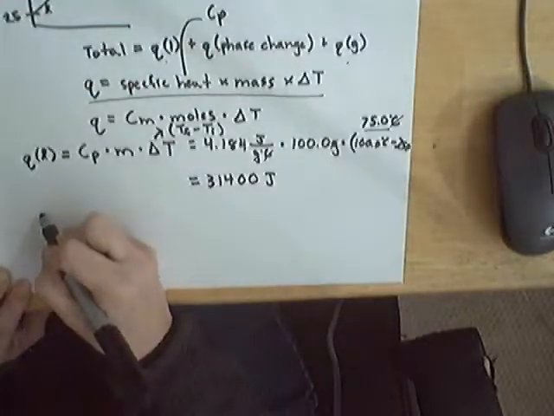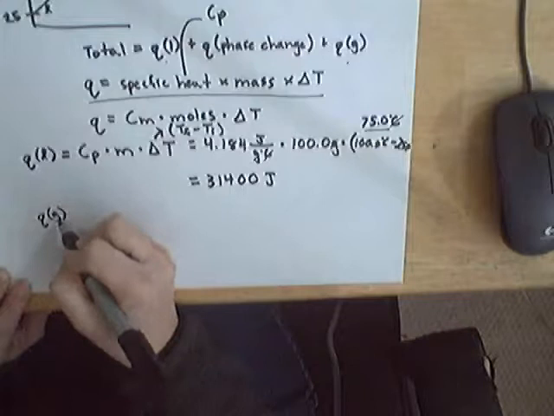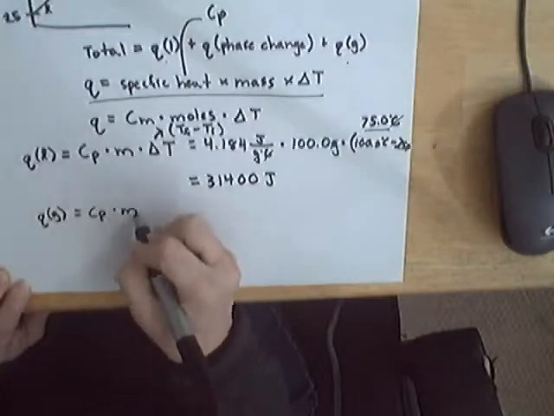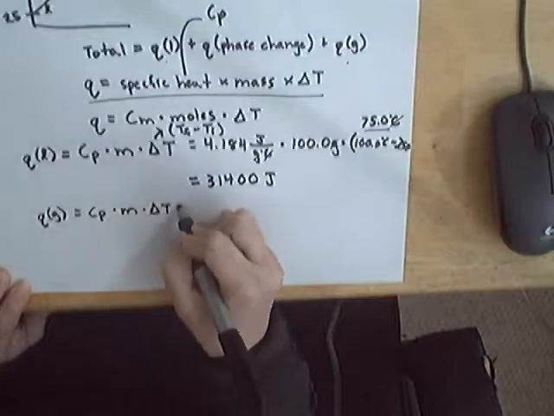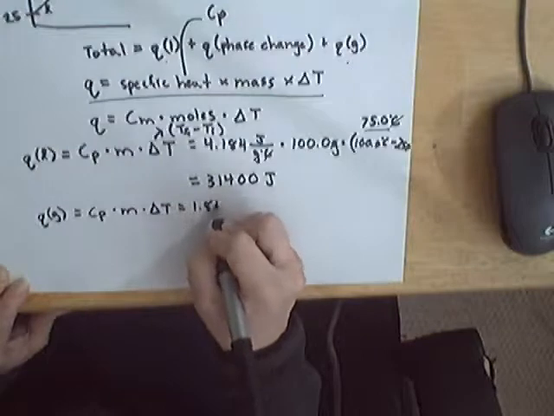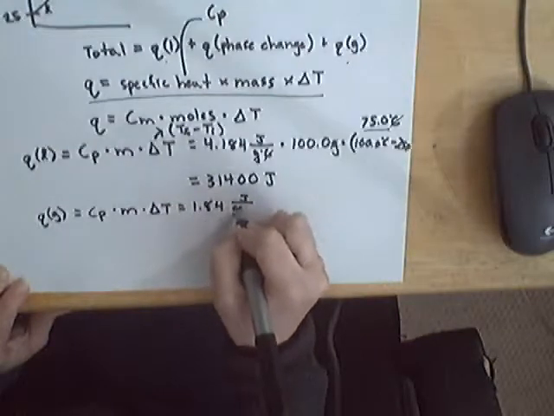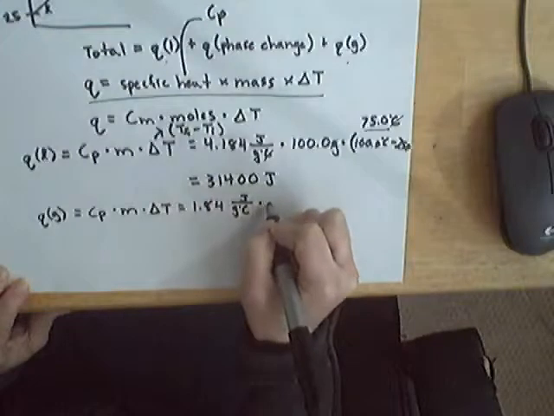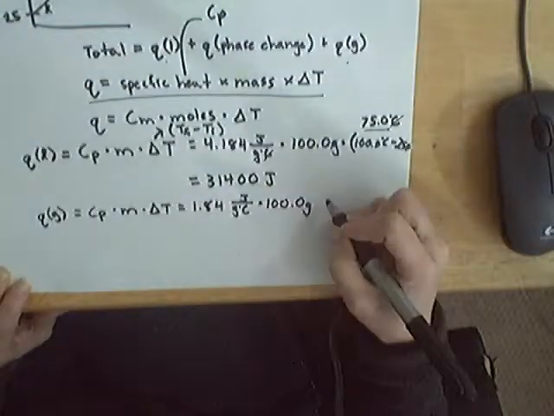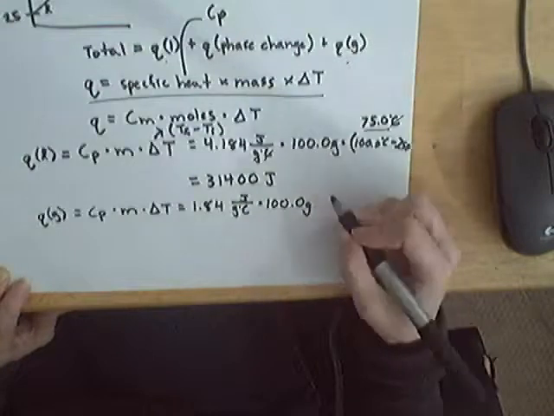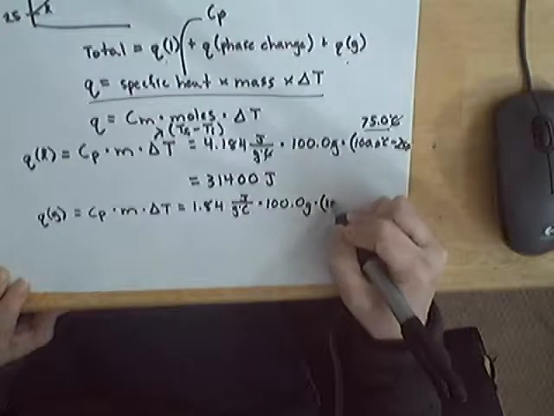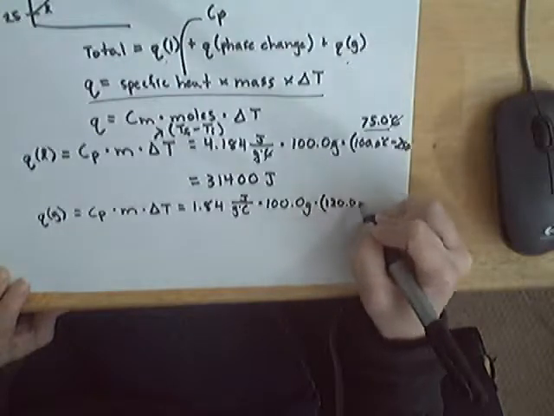You can do an analogous calculation for heating the gas. Specific heat of the gas times the mass times change in temperature. The specific heat of the gas we were given in the problem as 1.84 joules per gram times degrees Celsius. The mass of the gas is still 100 grams, because all of that liquid water was transformed into gaseous water. For delta T, the final temperature of the gas, we were given that we're heating this to 120 degrees.